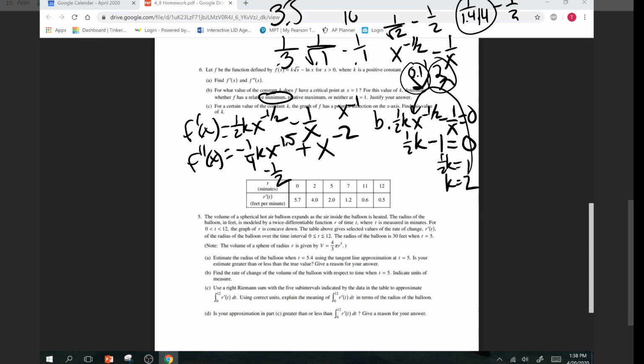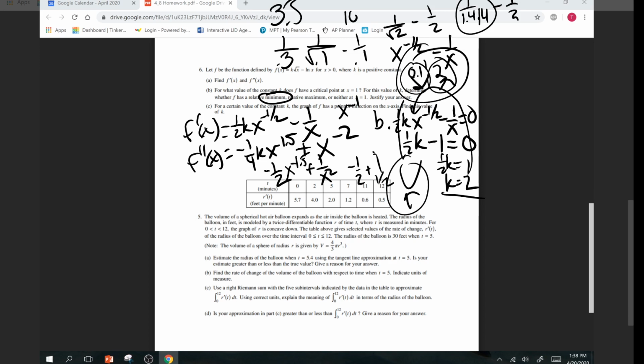If I plug in 2 for k, because that's my value that I figured out, I get negative 1/2 times x to the negative 1.5 minus 1 over x squared. And you can just plug 1 into this, so you get negative 1/2 minus 1, or plus 1, whoops, that's a plus, which is positive, 1/2. And if we're positive, we're concave up, so if we're concave up, it's a minimum. And so that is a different way of doing exactly what we did here.